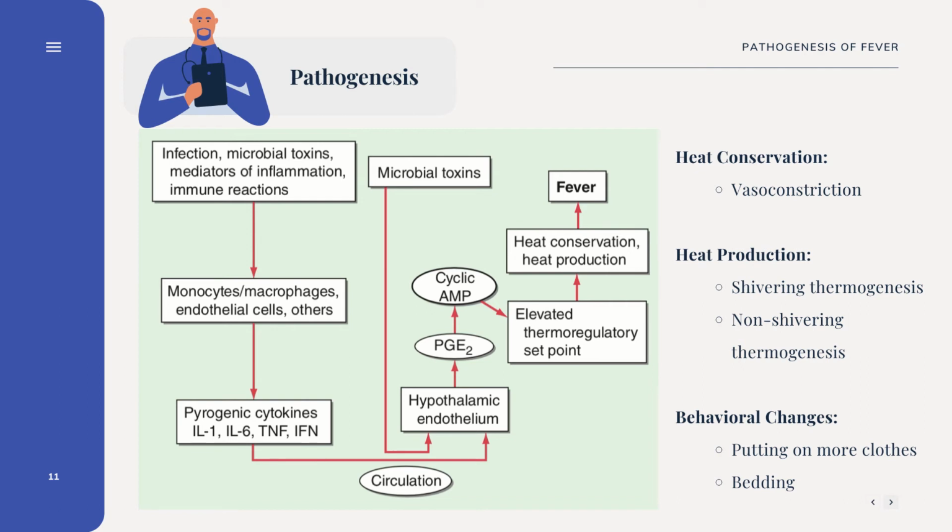These processes of heat conservation and heat production continue until the temperature of the blood bathing the hypothalamic neuron matches the new thermostat setting. Once that point is reached, the hypothalamus maintains the temperature at the febrile level by the same mechanism of heat balance that functions in the afebrile state.